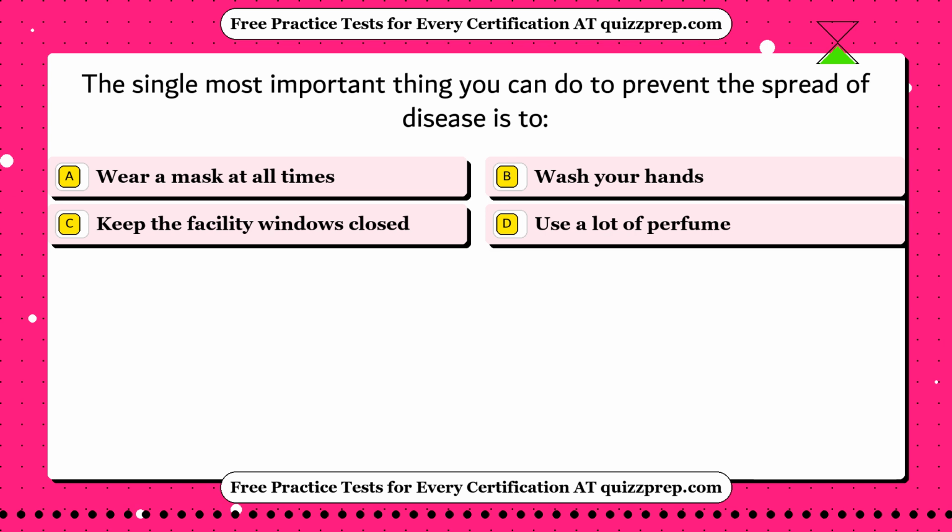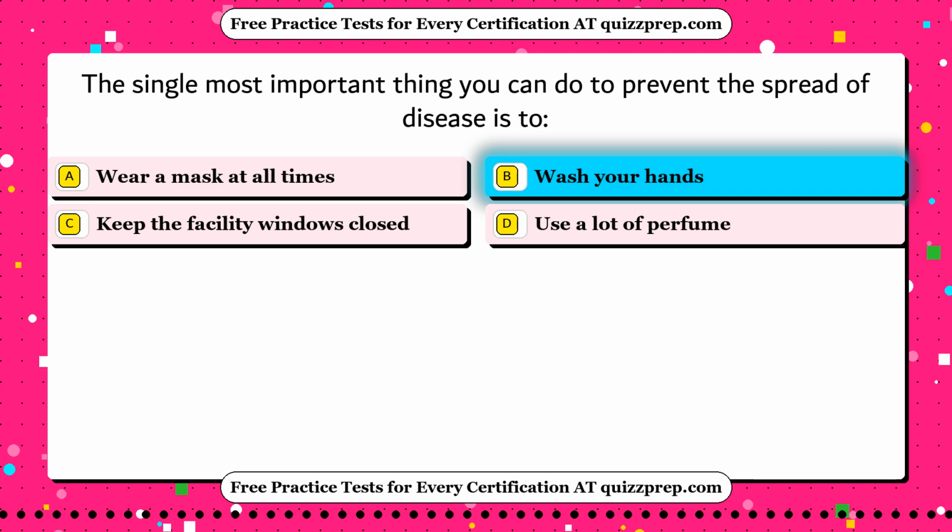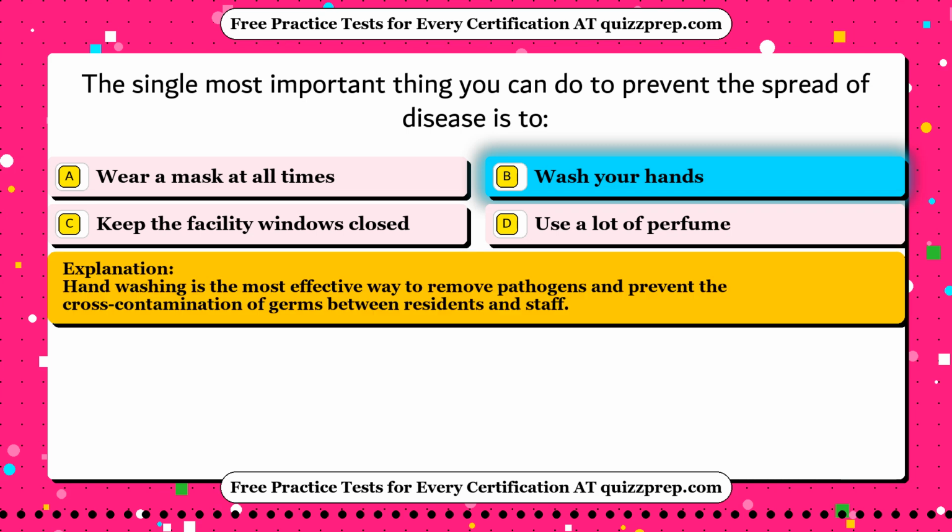Question 16. The single most important thing you can do to prevent the spread of disease is to: Option A, wear a mask at all times. Option B, wash your hands. Option C, keep the facility windows closed. Option D, use a lot of perfume. The correct answer is option B, wash your hands. Hand washing is the most effective way to remove pathogens and prevent the cross-contamination of germs between residents and staff.